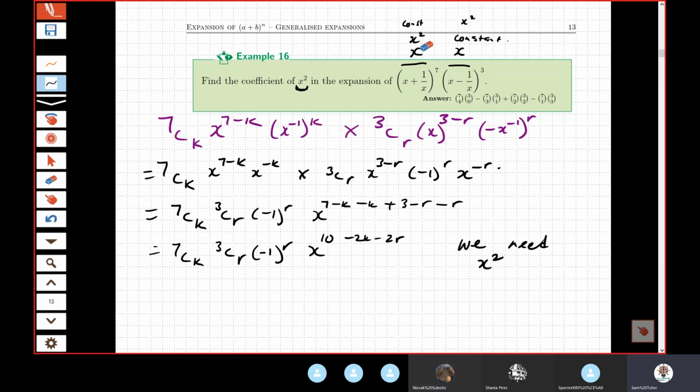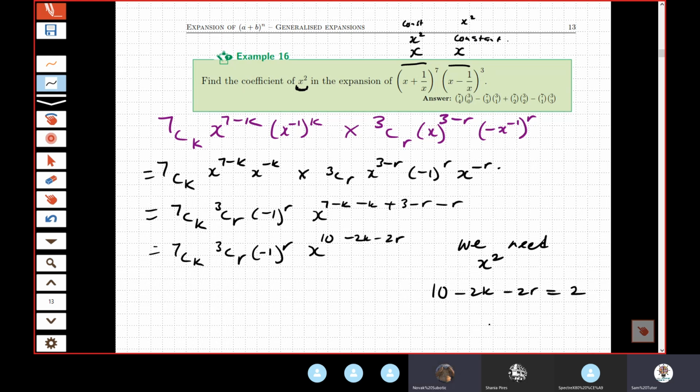So that's the idea of how you're going to expand to get x squared. So what I'm trying to say is when you know the logic behind it, we've got this problem here that we can't just solve for k like we've been doing before. But what we know is the cases for such a thing to occur. So 10 minus 2k minus 2r needs to equal 2.